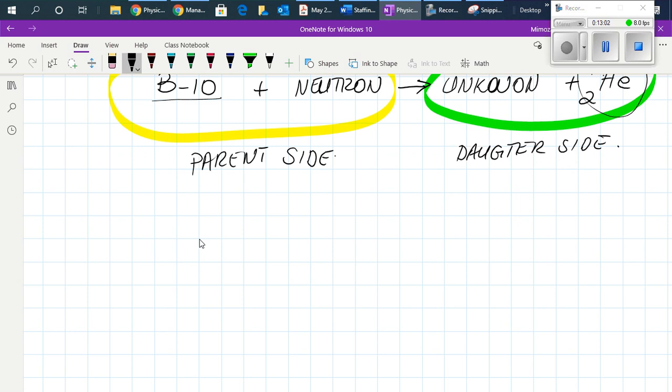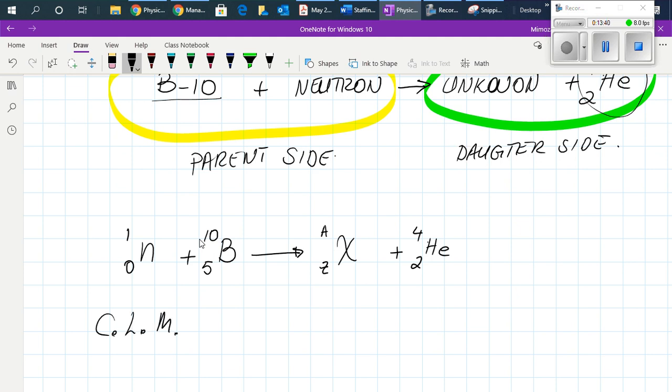So the equation will be a neutron, which is captured by a boron, which is on the 5th place on the periodic table, and it is boron-10 form of isotope of it, will produce an unknown element with a certain atomic number and a certain atomic mass and an alpha particle, helium-4. Great.